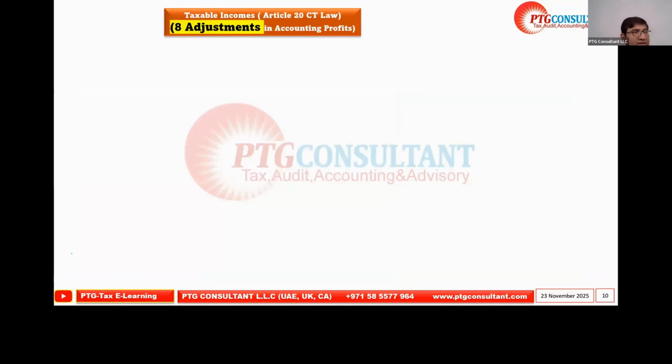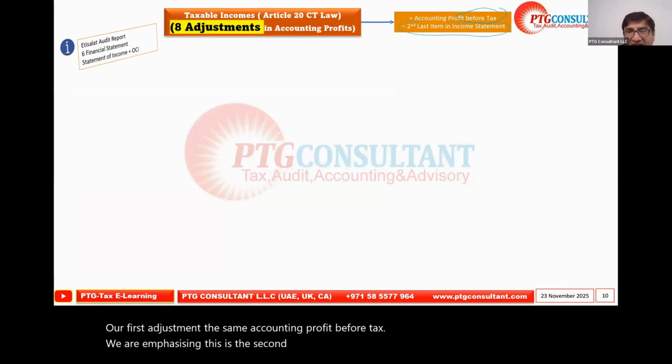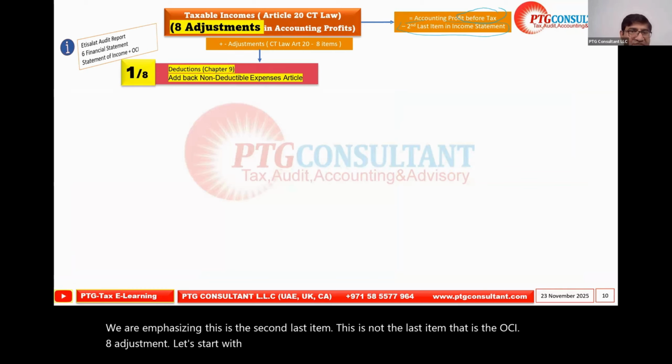Let's move forward and see our first adjustment. The same accounting profit before tax. We are emphasizing this is the second last item, not the last item, which is the OCI. 8 adjustments. Let's start with the first adjustment. What is the first adjustment? Add back non-deductible expenses. Add back.